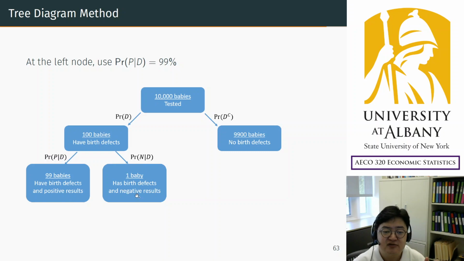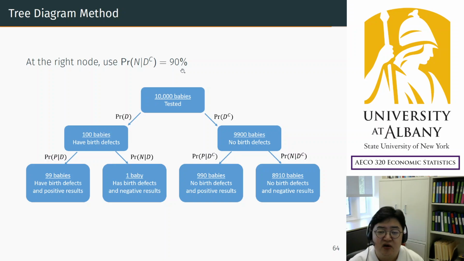True positive, false negative. Okay, it's based on the detection rate, conditioning on babies with birth defects. On the other side, 90% is the conditional probability of true negative. So out of 9,900 babies without any birth defects, 90% would have negative results. So 90% of 9,900 equals 8,910 babies. These babies will have true negative results.